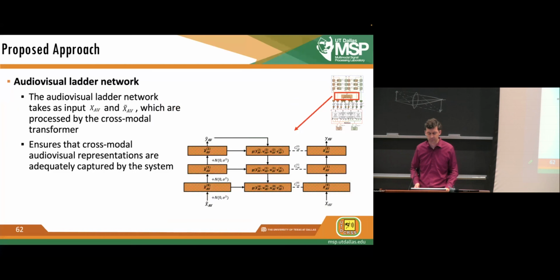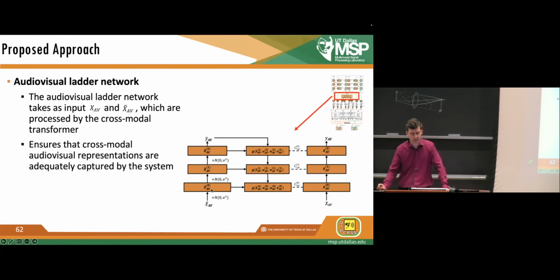The block in the middle is just a very simple ladder network, which takes into consideration the information that is already fused for the audiovisual modality and the cross-modal attentions. So it is very similar to a simple ladder network. There's nothing special about it; the only thing is that the inputs of these modalities are already the processed data after the cross-attention model.